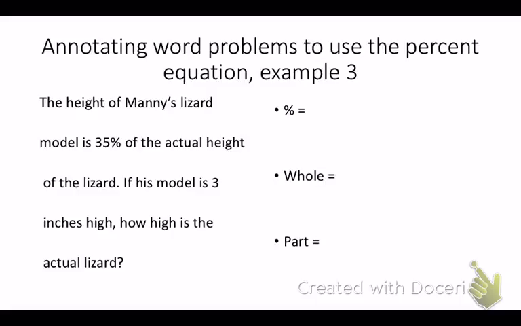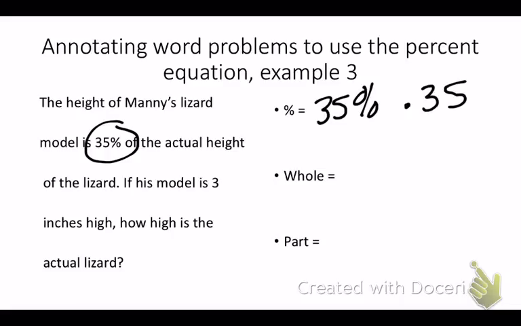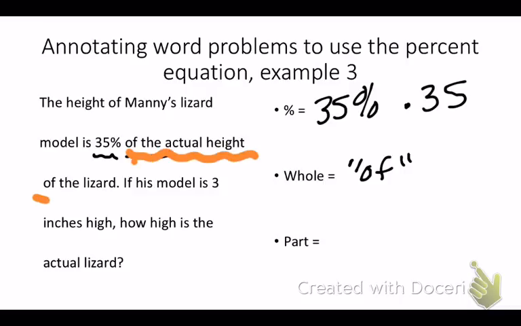So hopefully you have gone through and you have a guess for the percent, the whole, and the part. So first of all, the percent is right out here. The height of Manny's lizard model is 35% of the actual height. That's the same thing as 0.35. So that is my percent. I'm looking for my word of to represent my whole amount.